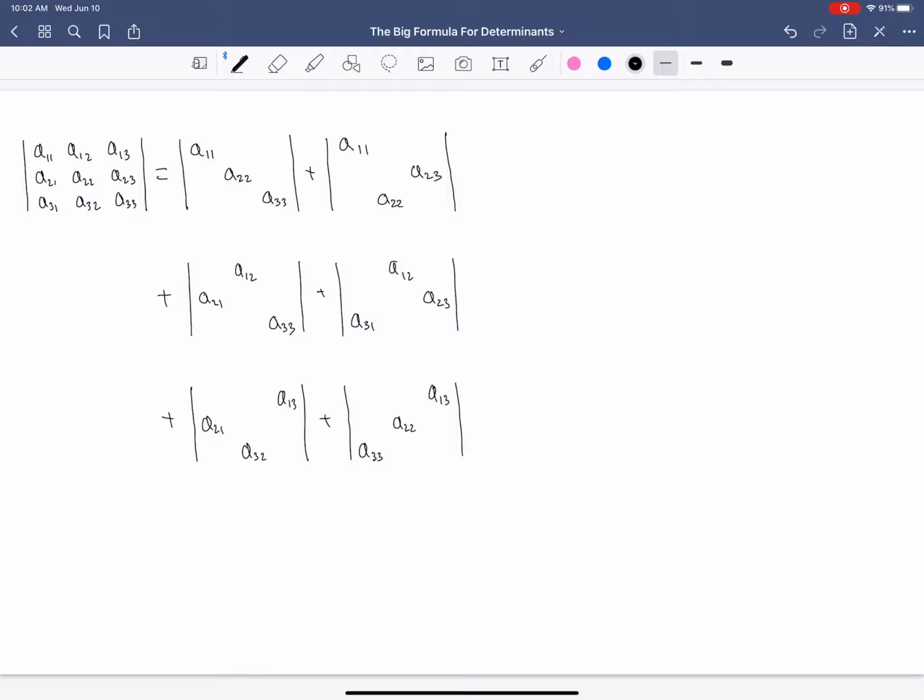There we go. So the permutation matrices, the first one, I can write A11, A22, A33, and then the permutation matrix is just 1, 1, 1. That's the identity, but that is a permutation matrix. Plus the second term is A11, oh, sorry, I have a mistake there. That should be 3, 2.